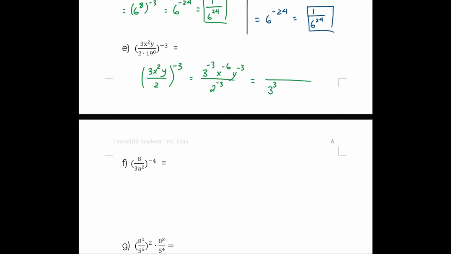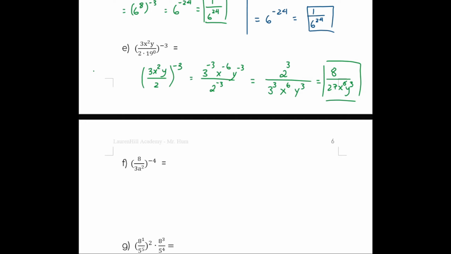Same deal here. We've got x to the minus 6 in the numerator. We don't like that negative exponent. Put it in the denominator, change that to a positive 6. Same with the y to the minus 3. And down here, we've got 2 to the minus 3. We don't like that negative exponent, so we're going to put it from the bottom up to the top. It's going to flip on over to the top. This minus 3 becomes positive 3. And so that's going to give me 8 over 27 x 6 y 3. Okay.